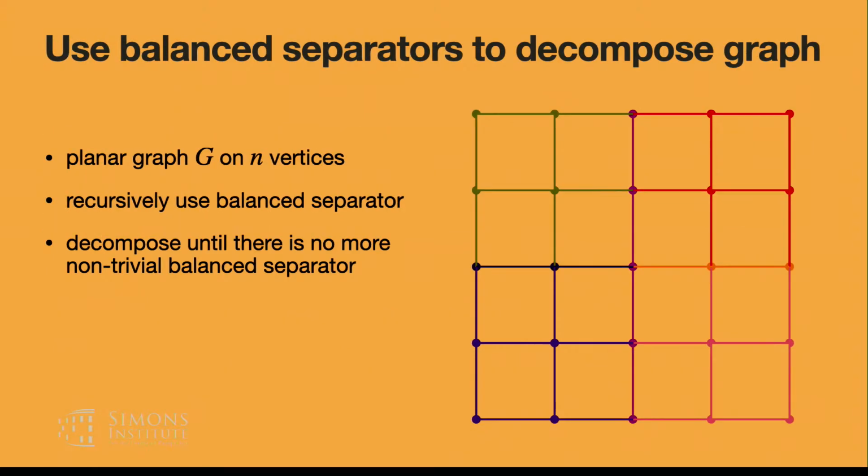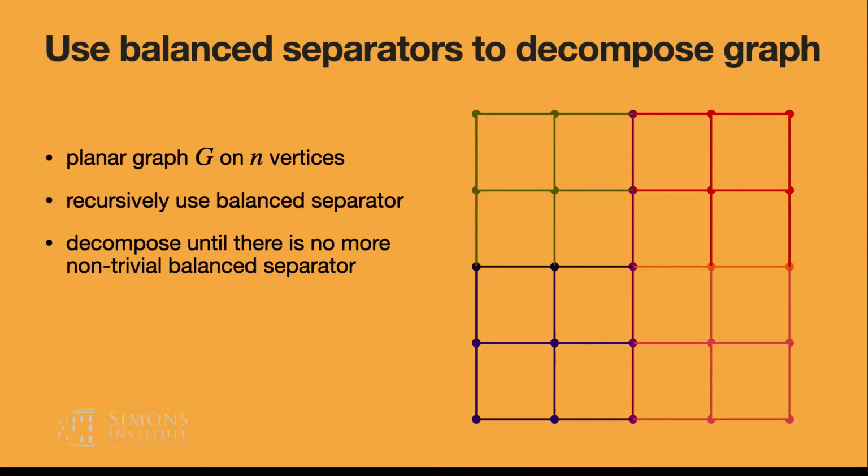So yeah, let's now talk about how to use a balanced separator to decompose a graph. And we'll use this planar graph, the grid graph on n vertices as an example. So what we'll do is we'll recursively use a balanced separator to decompose the graph until every piece is very small. So in this case, we want there to be no more non-trivial balanced separator.